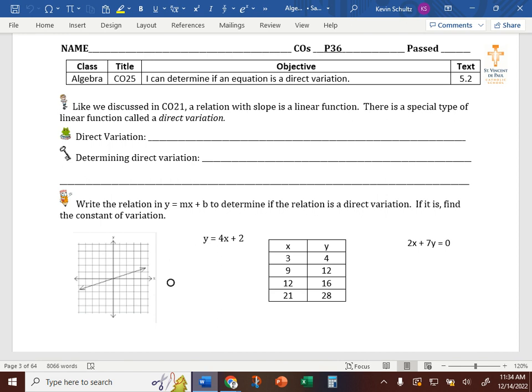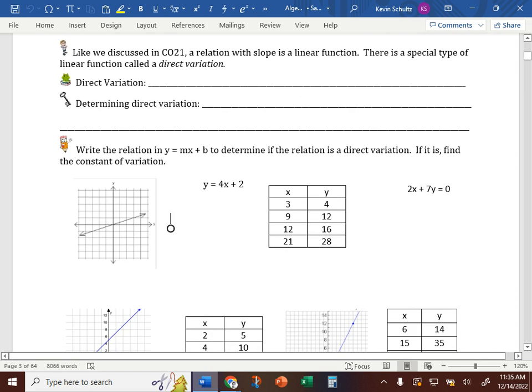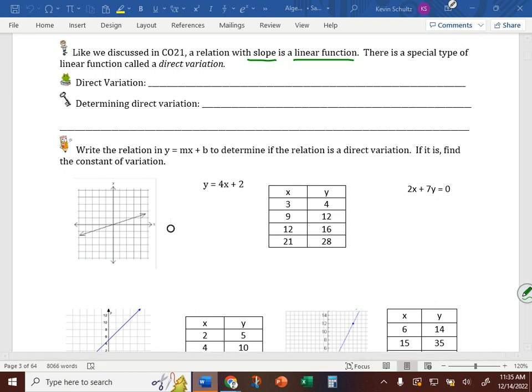But anyway, starting the new unit, CO25, we're talking about direct variation. Like we discussed in CO21, a relation with slope is a linear function. These two things are directly related. If something has slope, it is linear. If it's linear, it has slope. And we're going to talk about another special type of linear function called direct variation.